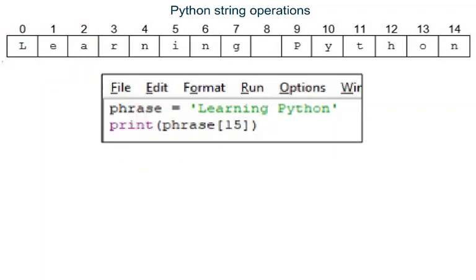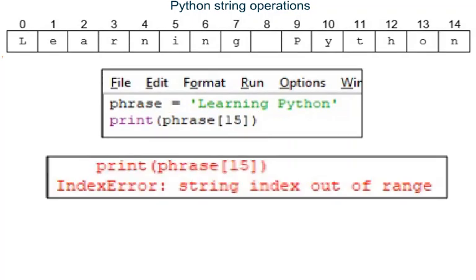If we ask a program to find a character at an index position that doesn't exist, the program will crash with an error message stating that the string index is out of range. This program crashes because we are asking it to print out the character at index position 15, but our string does not have an index position 15 because the last character is at index position 14.